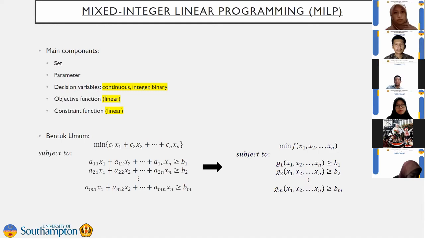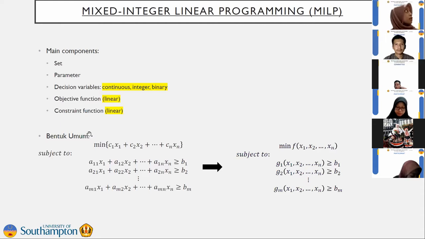If the decision variables involve whole numbers, such as 1, minus 100 or 1000, those numbers are under the category of mixed integer because it's a combination of real numbers and integers. And there's also what's called binary. Binary consists of 0 and 1. Again, mixed integer linear programming is quite similar to linear programming, but the difference lies in the decision variables. So here in the MILP, we have decision variables consisting of continuous, integer, and binary.